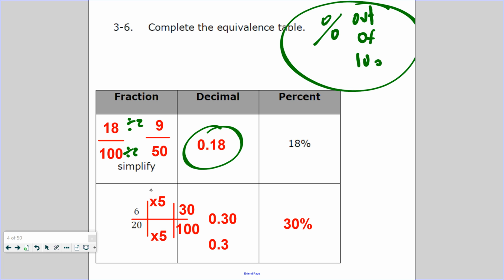So I'm going to make a table here. How do I build 20 to 100? Times 5. So 6 times 5 is 30 hundredths. And what percent is that? 30%.